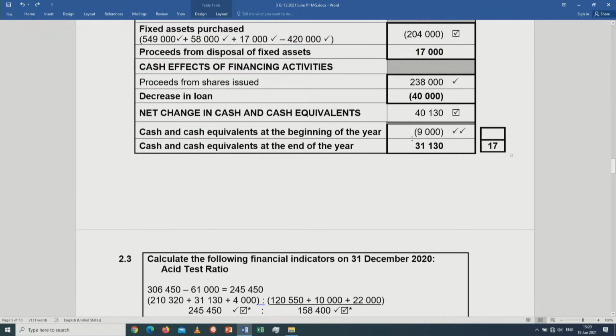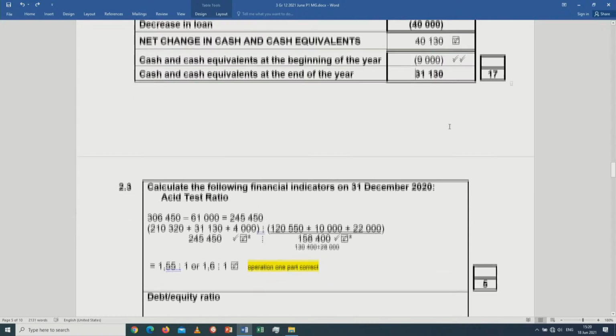Let's move to the 9,000. It must be 9,000 in brackets, 2 accuracy. We move backward, 31,130 plus 9,000. It will give us that one. It's a method mark only if the operation was correctly followed. If this figure is positive, a learner will forfeit marks, and if it's positive, then a learner is supposed to say this minus that to get that figure and to qualify for the method mark.